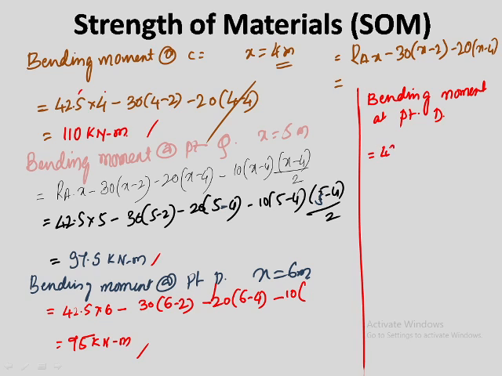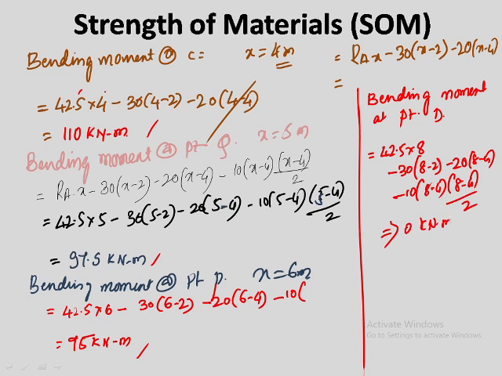Now we'll write here 42.5 into 8, minus 30 into (8 minus 2), minus 20 into (8 minus 4), minus 10 into (8 minus 4) into (8 minus 4) divided by 2. You should get a 0 kilonewton meter. You just cross check.